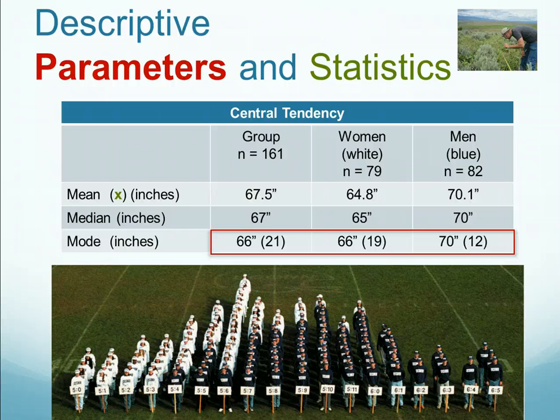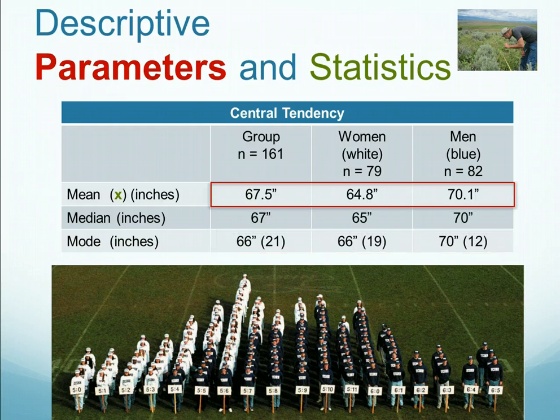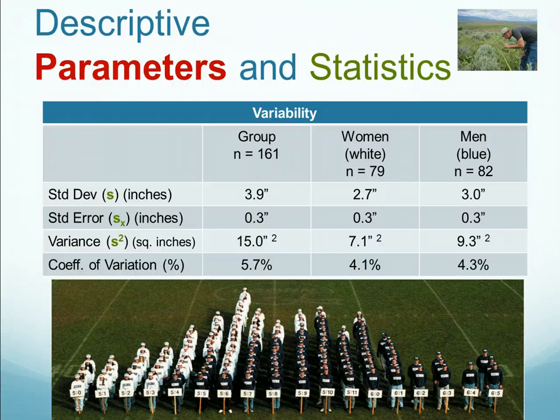The mode is the value that is observed most often, and we can see that the individuals who are 5'6" or 66 inches are the most often observed for both the group as well as for the women. The mean is the value that we tend to focus on when we are reporting the results of sampling. For variability, there's a number of ways of looking at this.